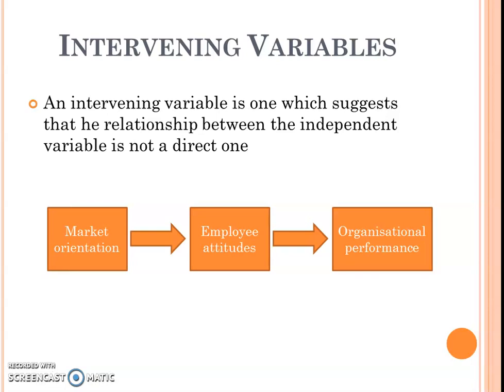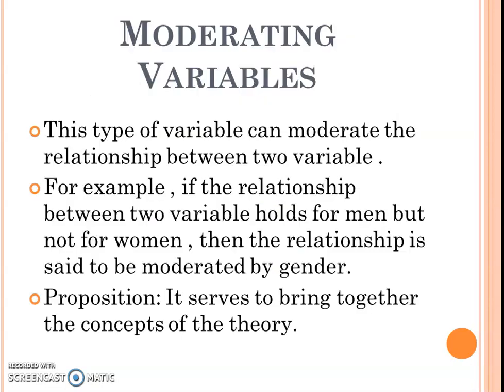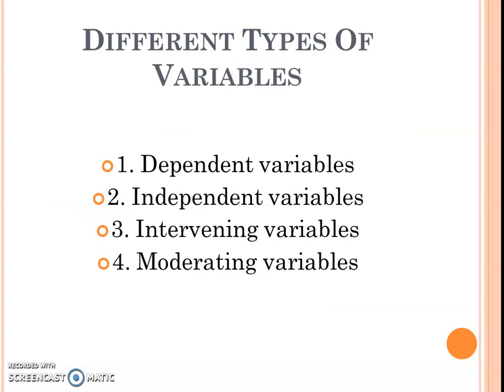So the intervening variable here is the employee's attitude, and a moderating variable is a type of variable that can moderate the relationship between two variables. If the relation between two variables holds for men but not for women, then the relationship is said to be moderated by gender. So these are the different variables. I think these things are clear to you.